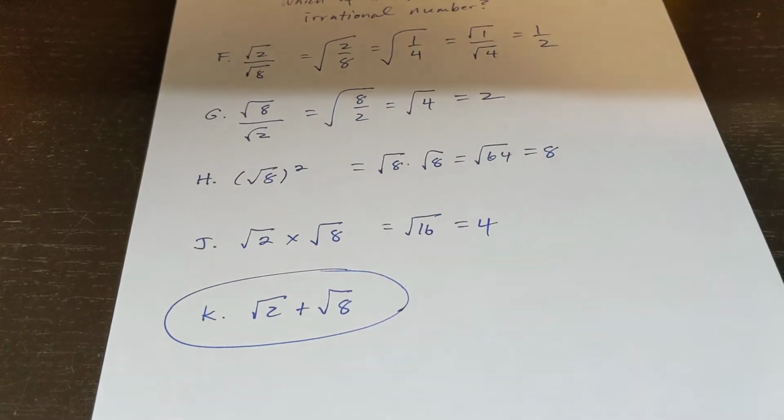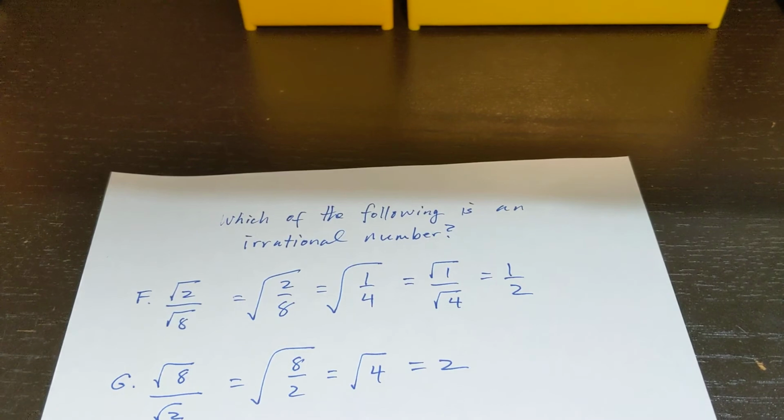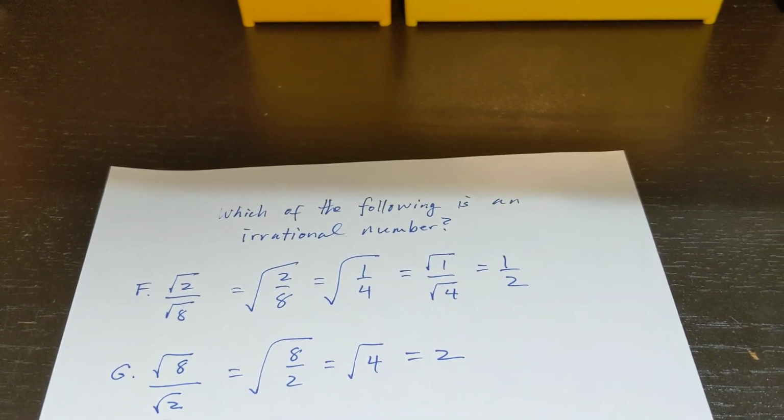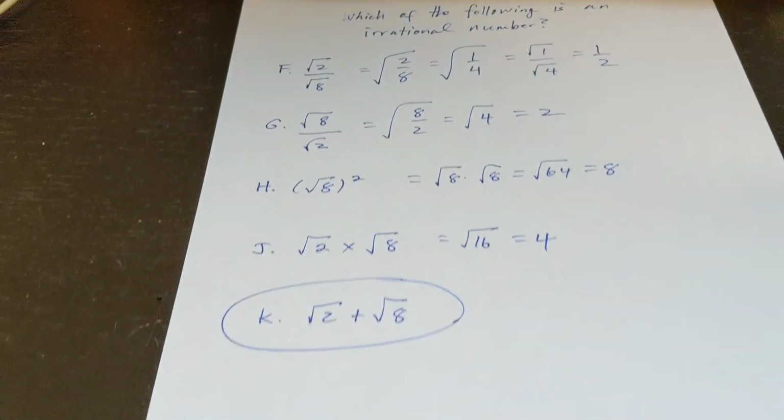This is an ACT prep minute here with which of the following is an irrational number, and the answer was K.